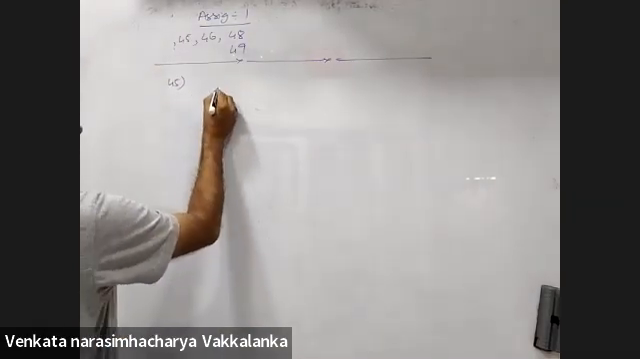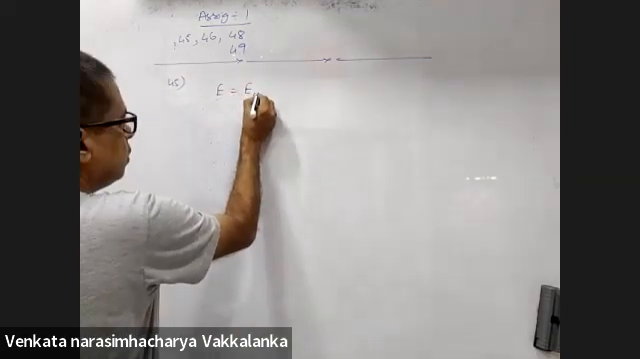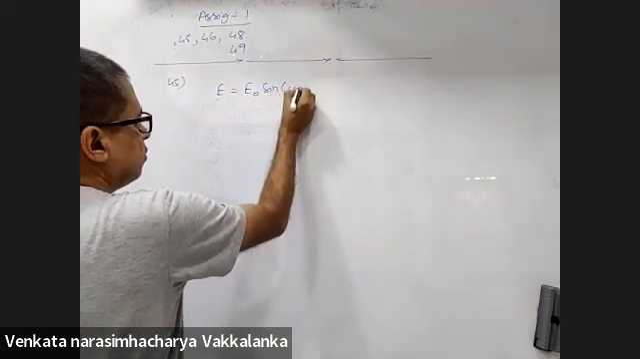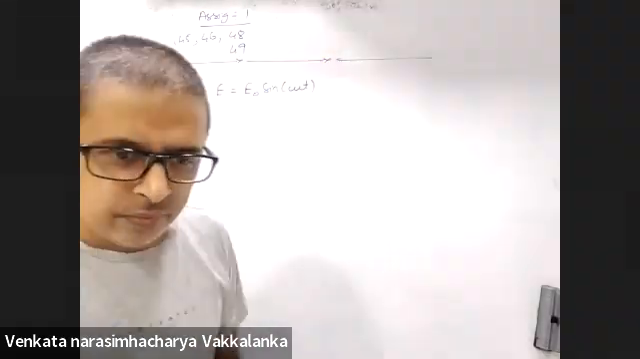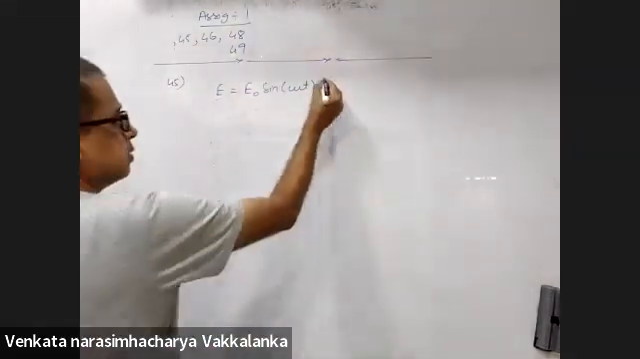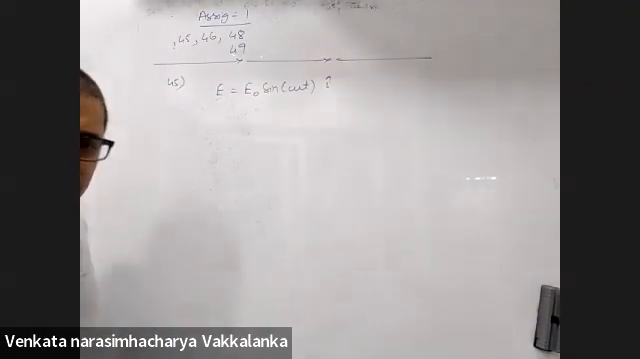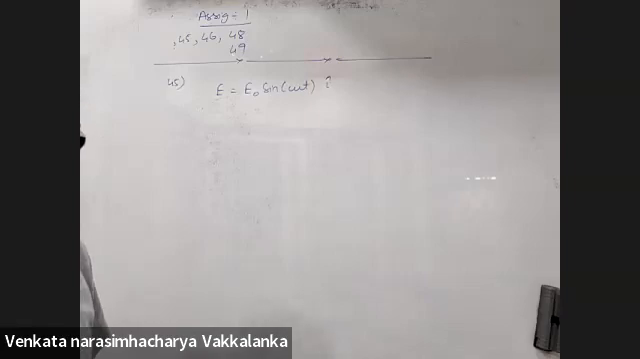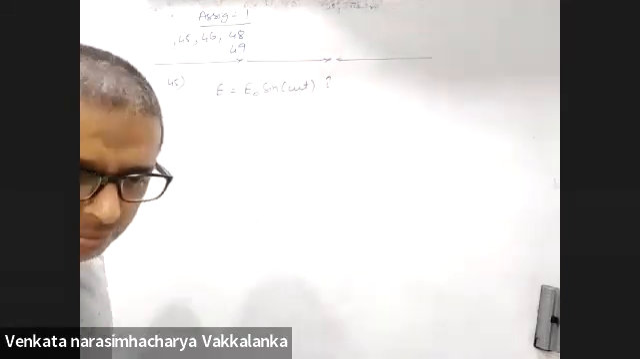45. E is equal to E naught sine of omega t, along I cap. E naught value is given. Omega value is given. Mass of the particle is given. Charge is given. Okay. What else do we need? It asks to find the maximum speed.